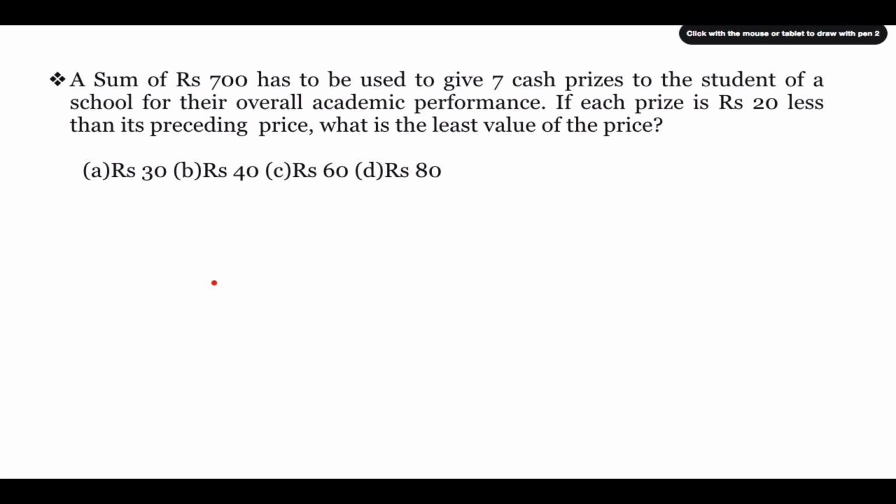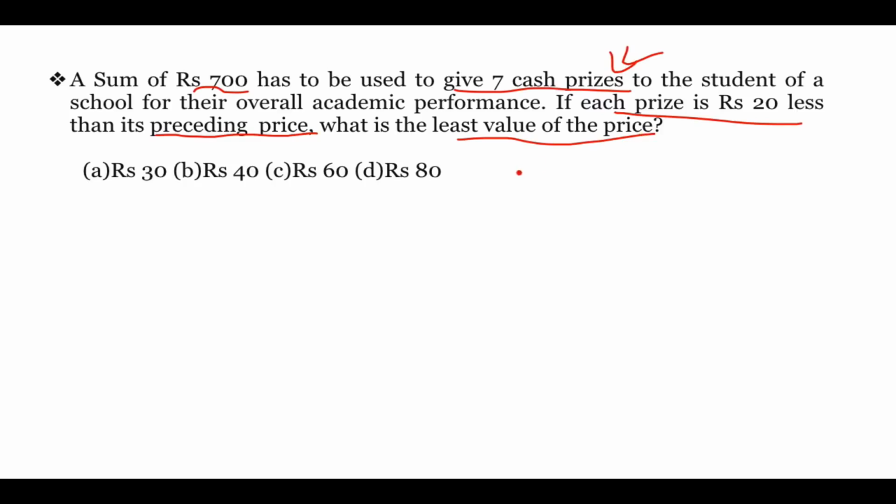A sum of 700 has to be used to give 7 cash prizes. If each prize is 20 less than its preceding prize, what is the least value of the prize? What I will do is very simple: it is an arithmetic progression, so the middle prize, that is the fourth prize, will be the average. And what will be the average of these 7 prizes? That is 100. So the third prize will be 80, the second prize 60, and the lowest prize will be 40. The answer becomes 40.